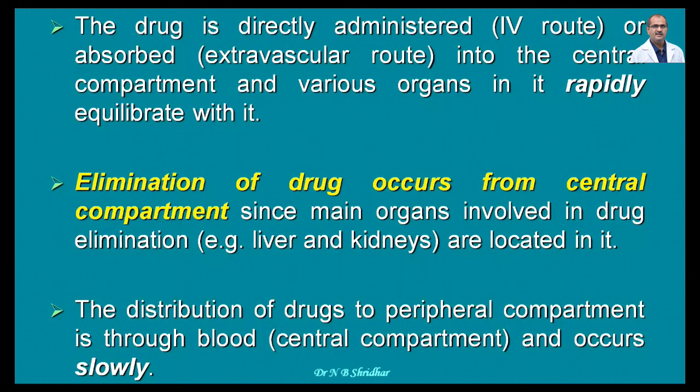So here there are two things: one is the central compartment and the other is compartment 2, the peripheral compartment. There is distribution of the drug between the central and the peripheral compartments, but the drug distribution is very slow.